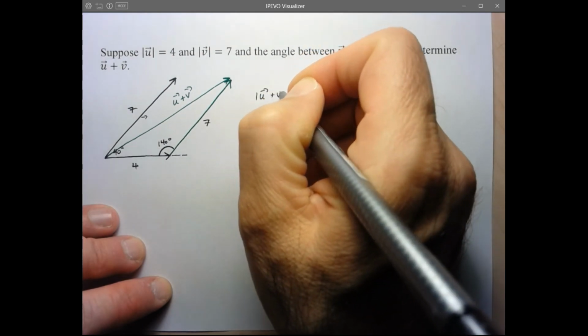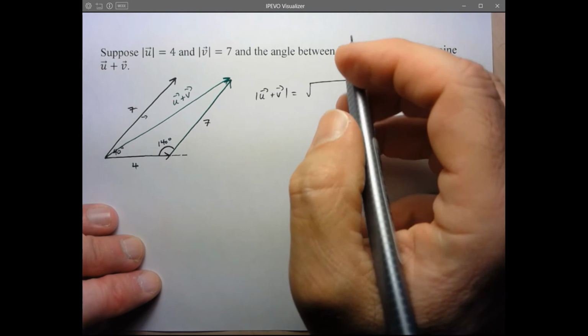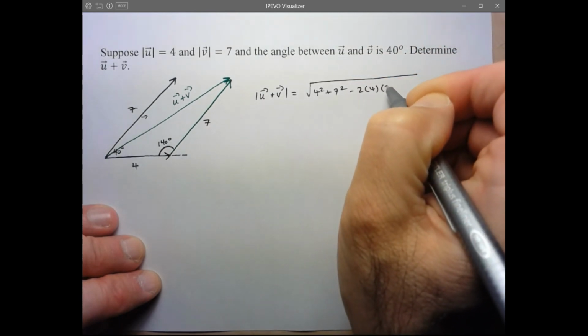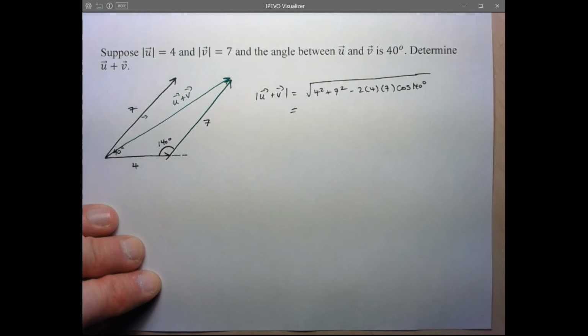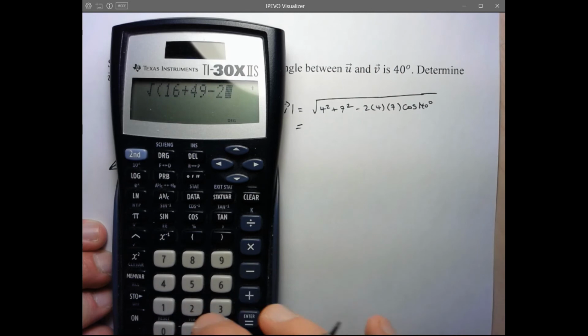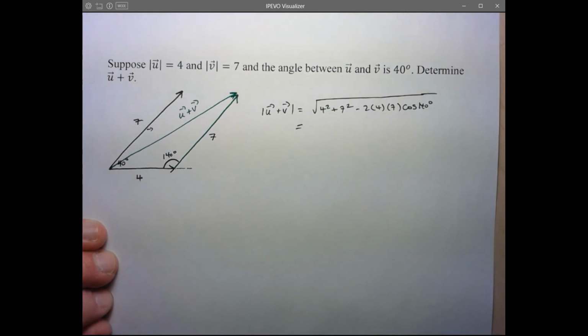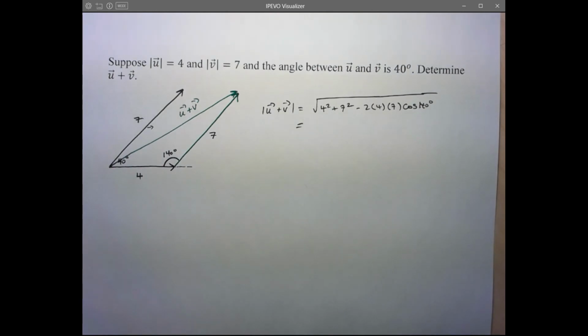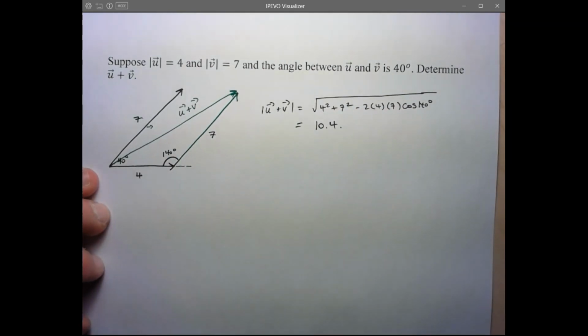So if I'm looking for u plus v, well, again, I know the other two sides. I know the opposite angle, so I'm going to use cosine law again. All right. So 4 squared plus 7 squared minus 2 times 4 times 7 times cosine of 140 degrees. Okay, and let's see what we get here. Square root of 16 plus 49 minus 2 times 4 times 7 times cos of 140. And we get, looks like it's 10.38. Okay, so let's take a look here. We'll just say 10.4.